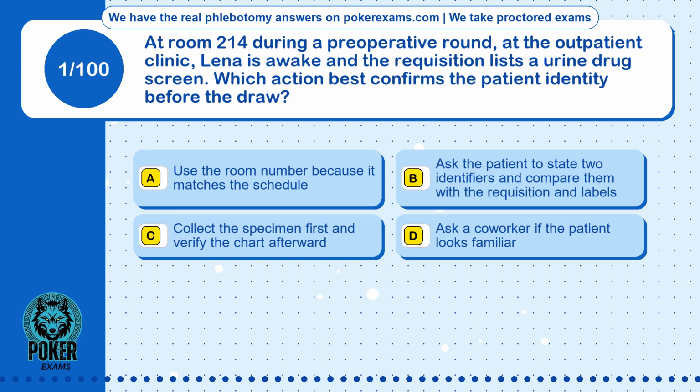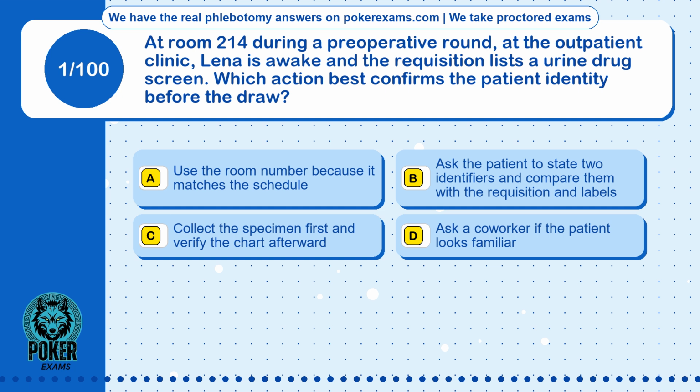Question 1. At room 214 during a preoperative round, at the outpatient clinic, Lena is awake and the requisition lists a urine drug screen. Which action best confirms the patient identity before the draw? Option A. Use the room number because it matches the schedule. Option B. Ask the patient to state two identifiers and compare them with the requisition and labels.